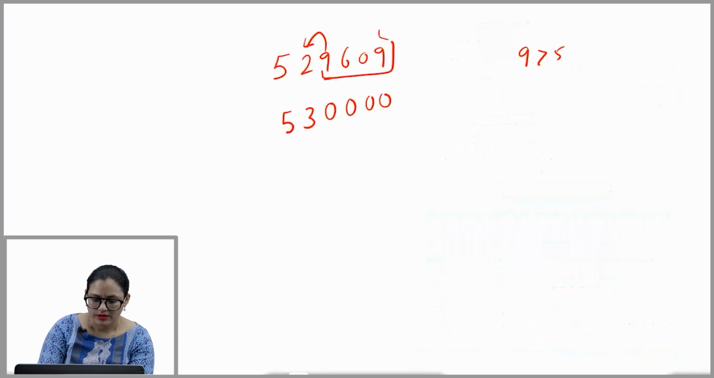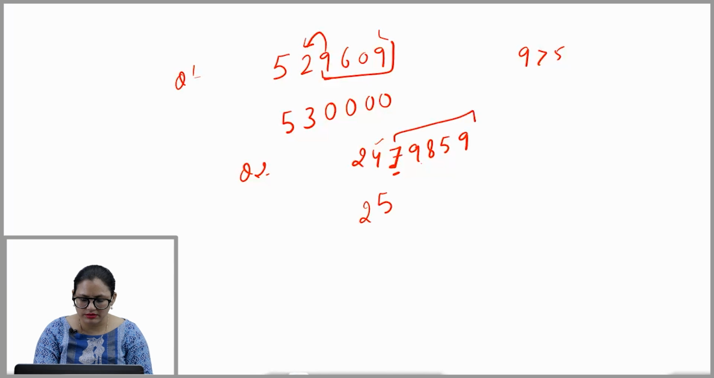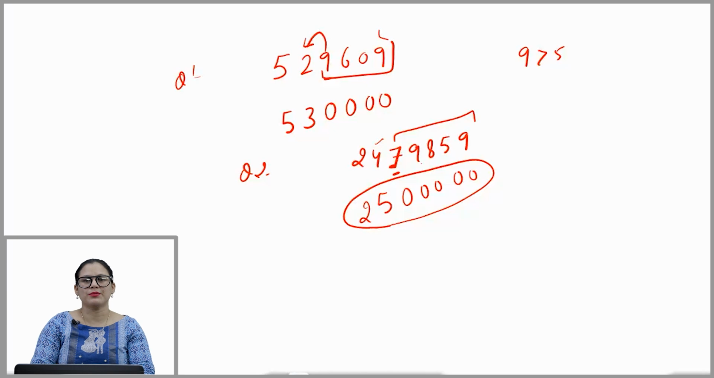Next is question number 2, round off each of the following numbers to the nearest lakh. Question number 2 is 247,985,9. Now we have to round off to the nearest lakh. So we will consider the digit at the 10,000th place. This is 7, and 7 is greater than 5. So we will add 1 to this number. So this becomes 5. 2 will remain 2, and we will write 5 zeros in place of these 5 digits, 1, 2, 3, 4, 5. So this is the number after rounding up to the nearest lakh.